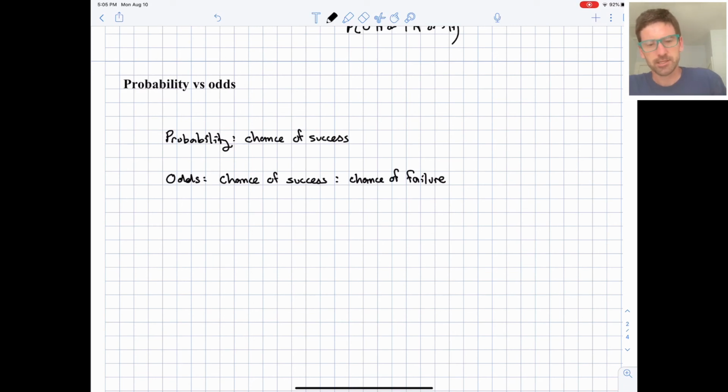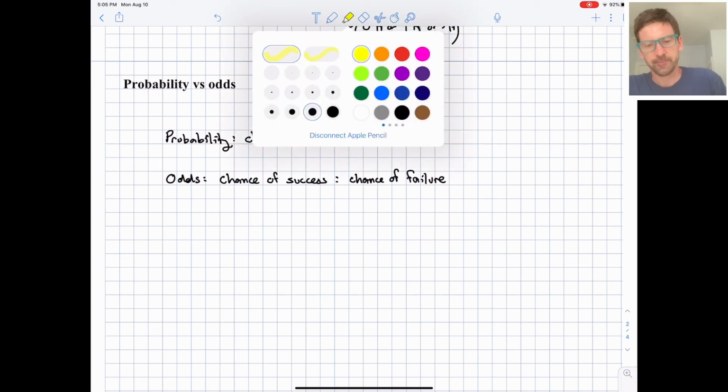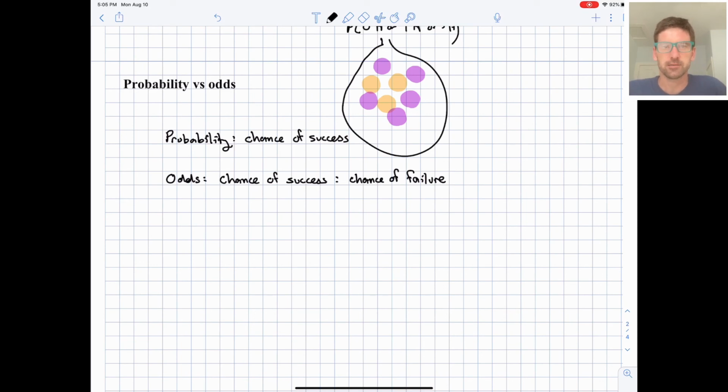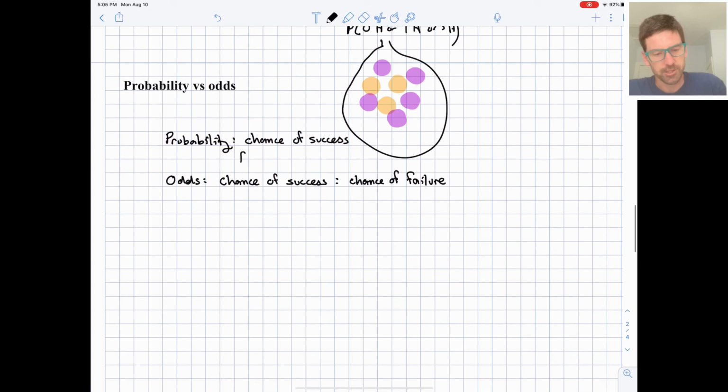Okay, so let's say we have a bag and there's 3 orange balls, and let's say there are 5 purple balls in there, and that's all in a bag, and we're reaching our hand into that bag and we're trying to pick one ball, and we're wondering what the probability is of getting an orange and then what the odds are of getting an orange. So the probability, the chance of success of orange, P of orange, is 3 out of 8. Okay, there's 8 total objects in there and 3 of them are orange.